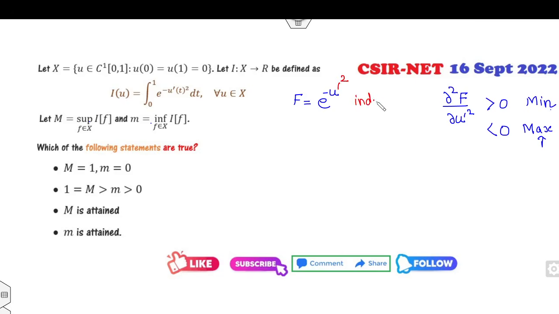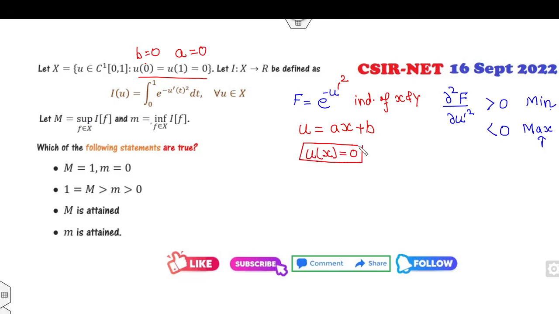So this is my case. It is independent of x and y. What is my solution? Ax plus b. Apply this condition. u of 0 is 0, that means b is equal to 0. u of 1 is 0, that means a is equal to 0. So my solution will be u of x is 0. On this solution I need to find the derivative. What is u dash? It is minus 2u dash e raised to power u dash square.